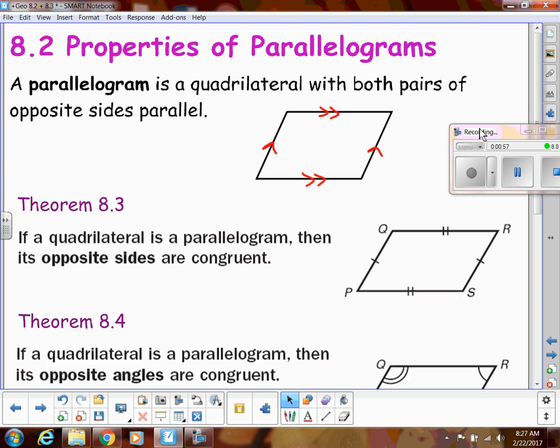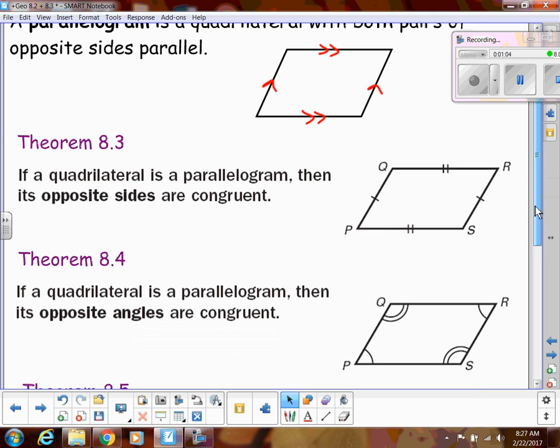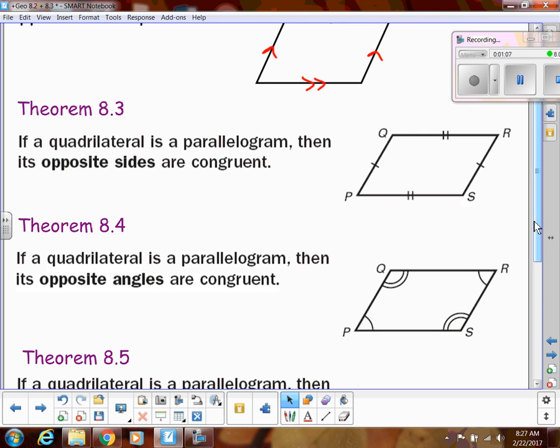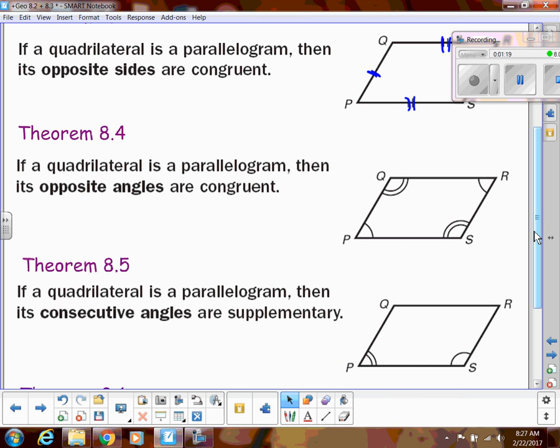But we also know lots of other properties about parallelograms. So if we look at a parallelogram, then it has opposite sides congruent. Okay, so that doesn't mean that they're all the same, it means just the opposite sides are congruent. We also have that the opposite angles will be congruent. So for example, if this is 60 degrees, then this is also 60 degrees. And then this would be 120, and this would also be 120.